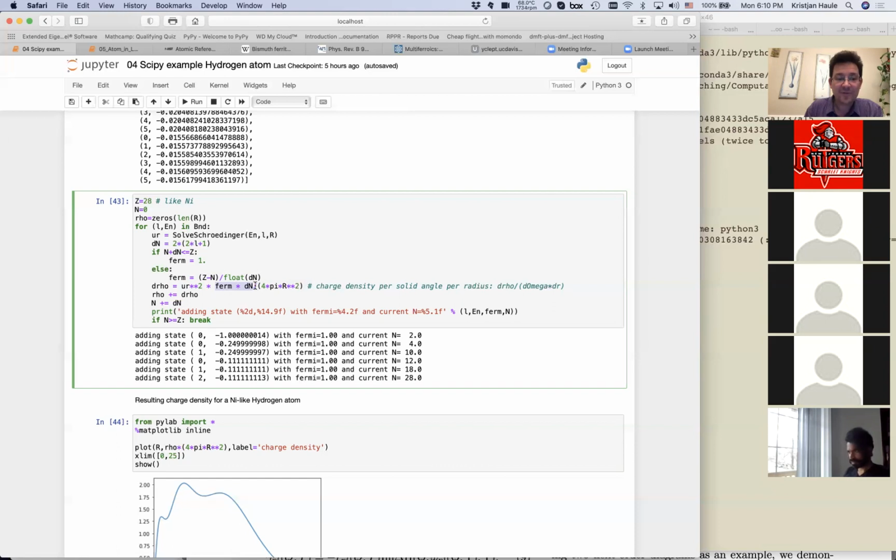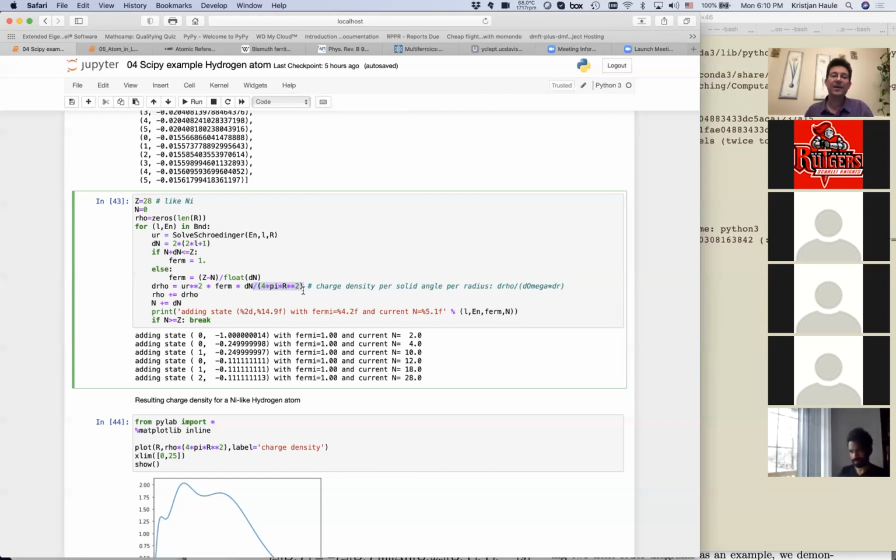And then here for convenience, I'm going to divide u square by 4 pi r square. Now, why do I do that? Well, because I want to store the charge density per solid angle per radius. This is just my choice. I could store just u square, and then when I plot, I might either multiply or not multiply with 4 pi r squared.